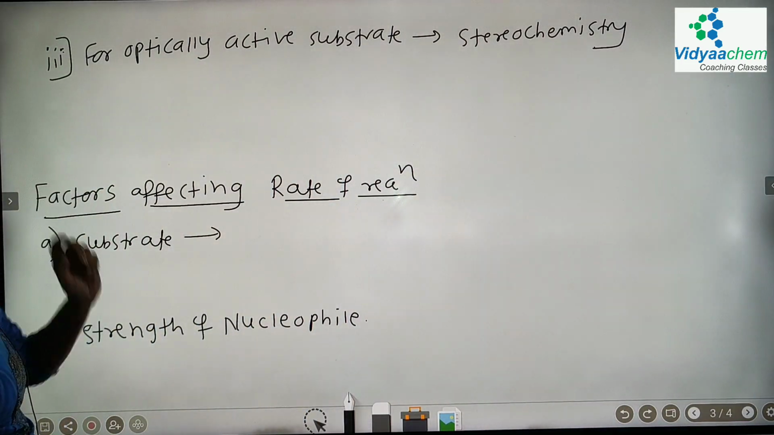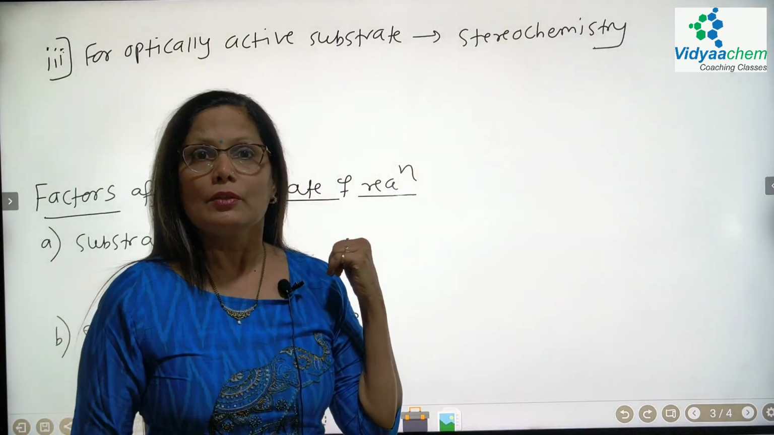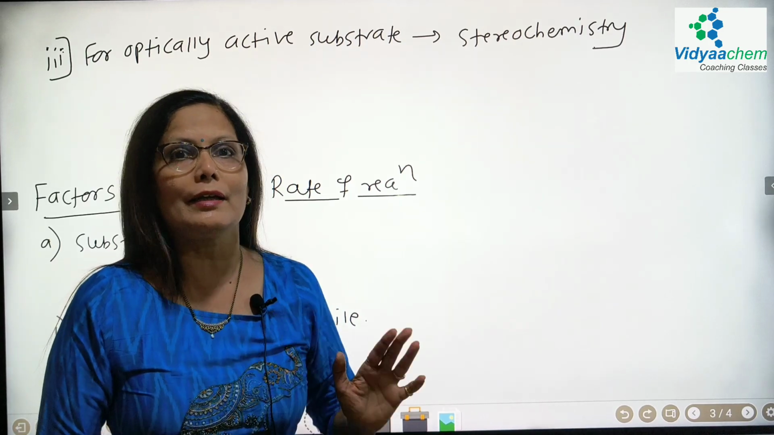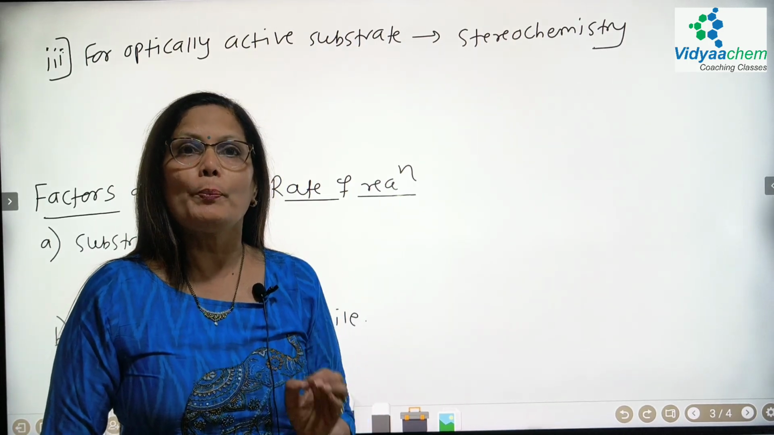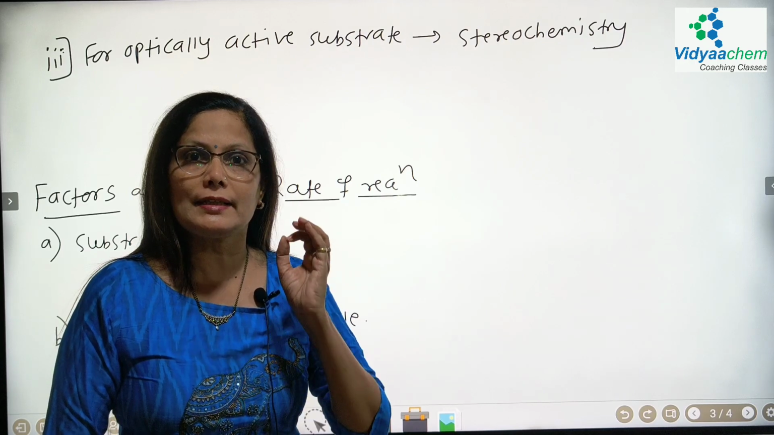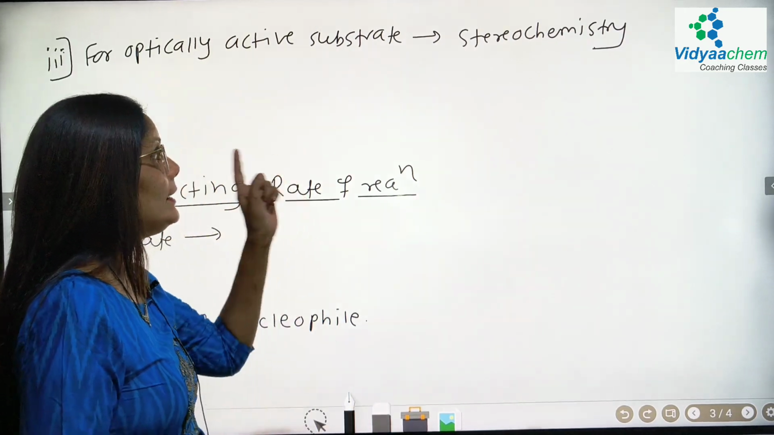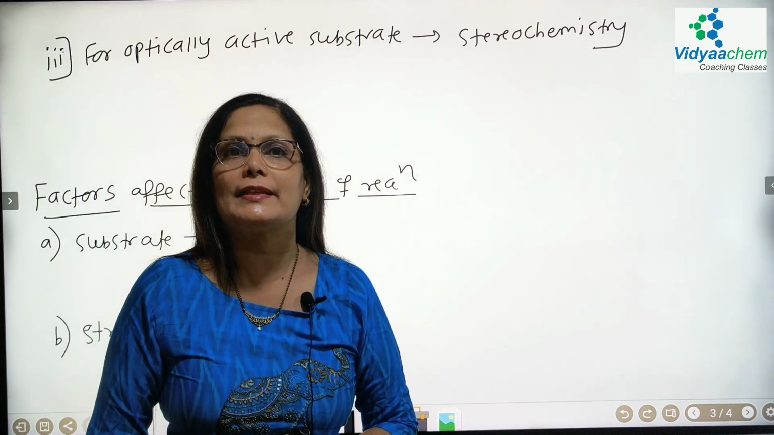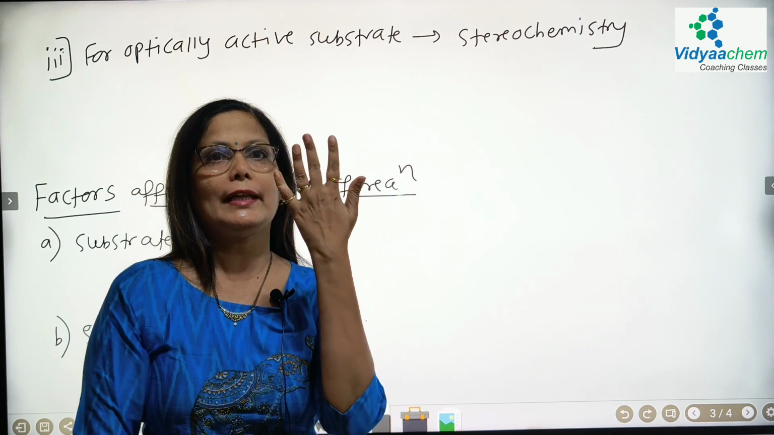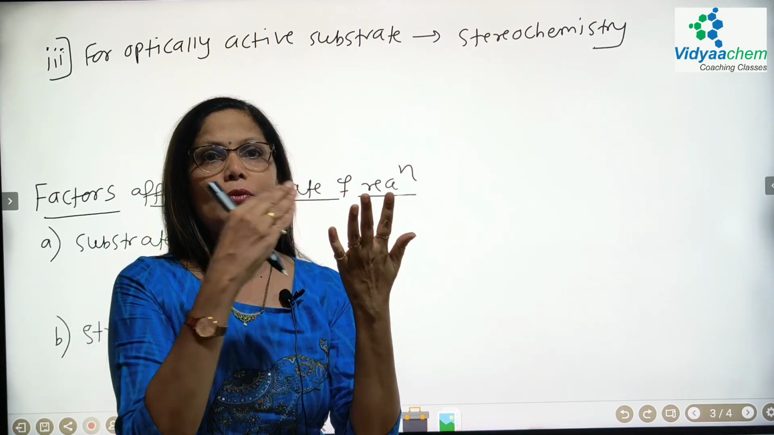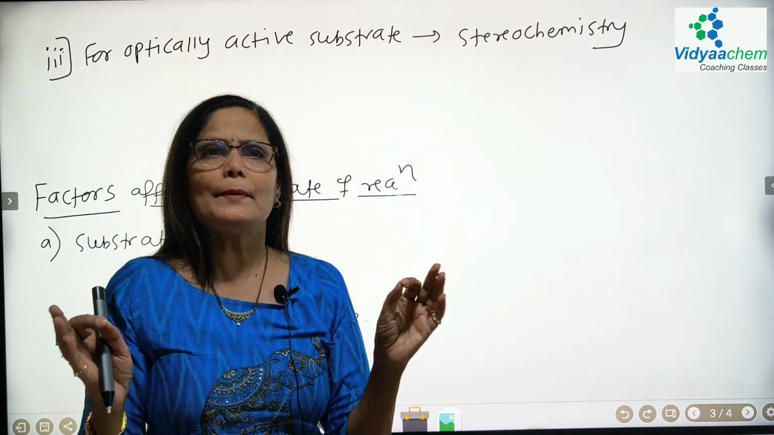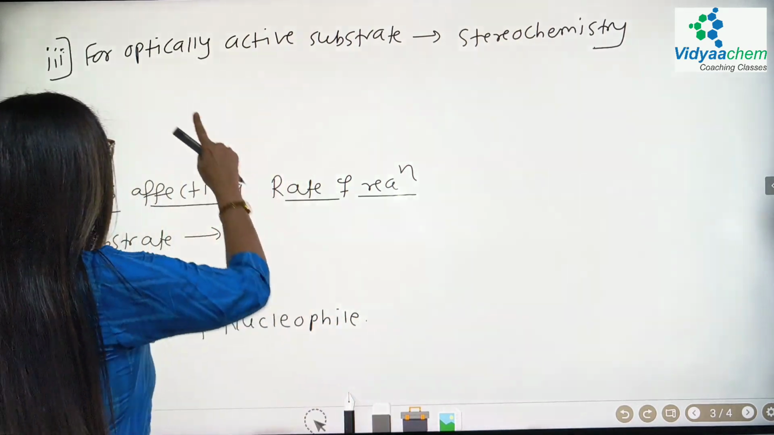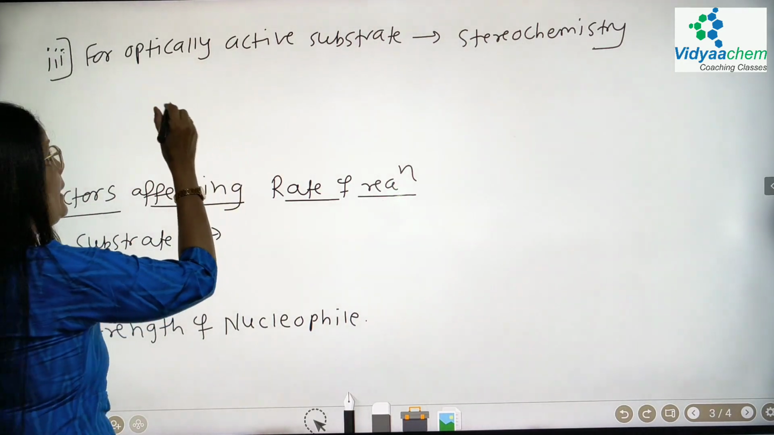Next, for an optically active substrate. Methyl bromide is optically inactive because 3 same groups are present and no chiral carbon is there. But in case of an optically active substrate, which possesses a chiral or asymmetric carbon, always inversion of configuration takes place. Inversion means the groups on the left hand side go to the right hand side, just like the flipping of an umbrella.